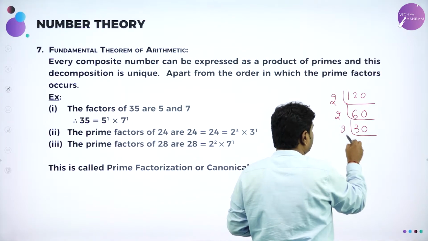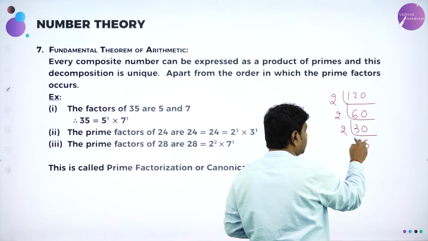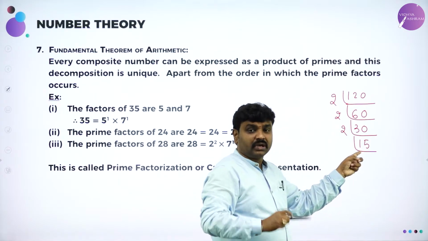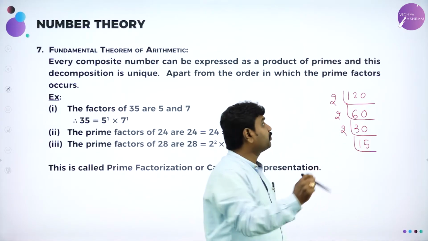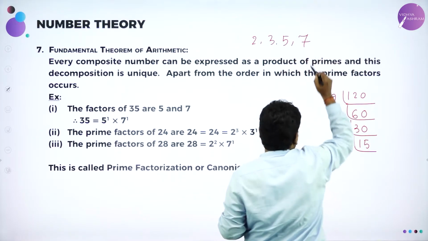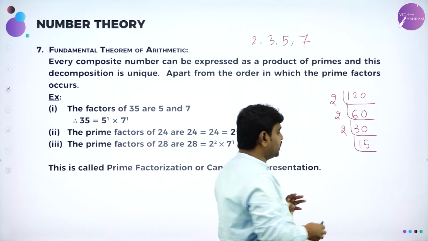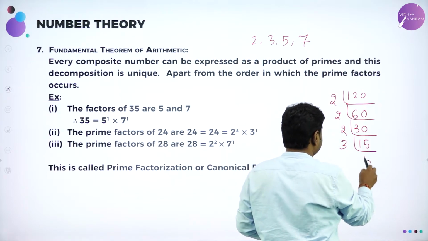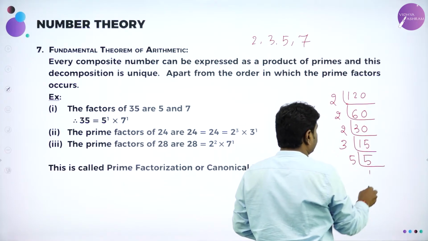Further, it is divisible by 2. 2 into 15, quotients I am writing. This is not divisible by 2. What is the next prime number after 2? What are the prime numbers? 2, 3, 5, 7. So now the next prime number is 3. I will take 3. 3 5s are 15 and 5 1s are 5.